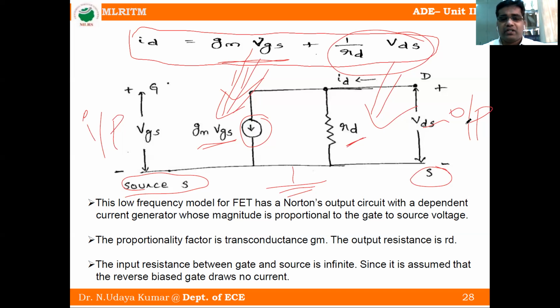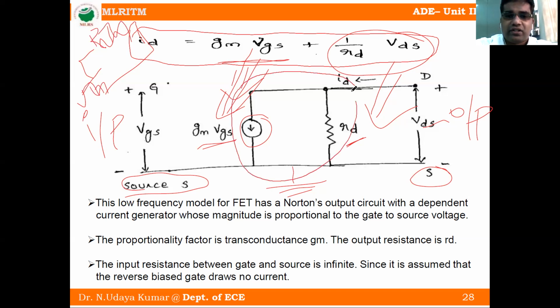current generator whose magnitude is proportional to the gate to source voltage. So what do you mean by Norton's circuit? What do you mean by Thevenin circuit? A Thevenin circuit looks like this: a voltage source in series with a resistance. So this is VTH, this is RTH. That is called a Thevenin circuit. This one we call a Norton circuit.